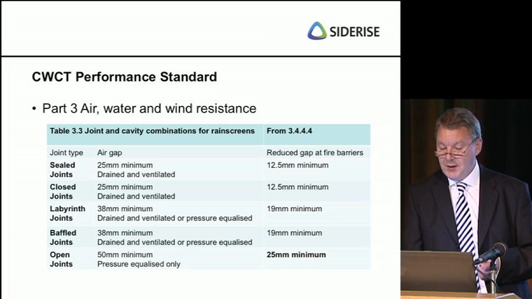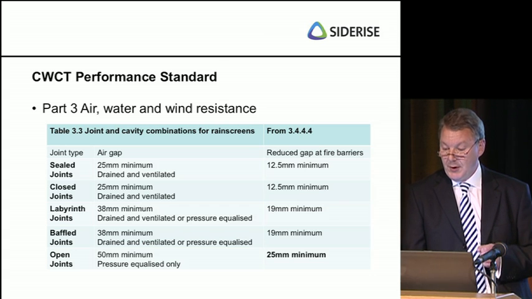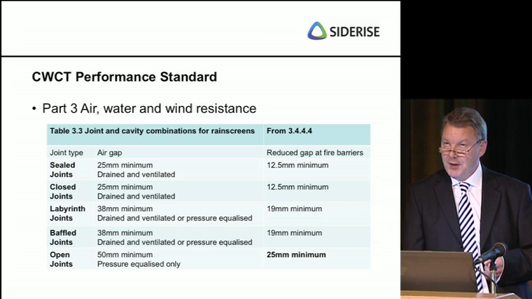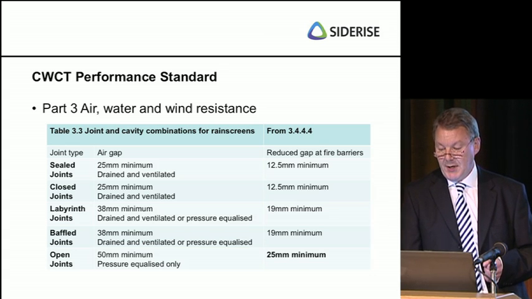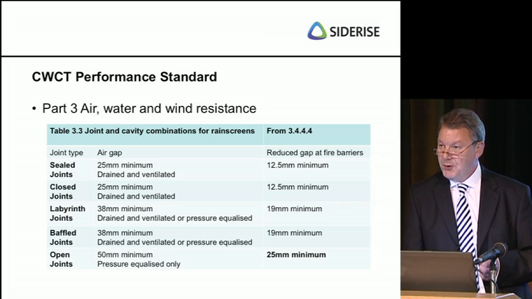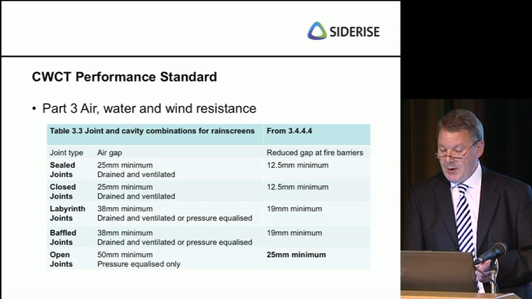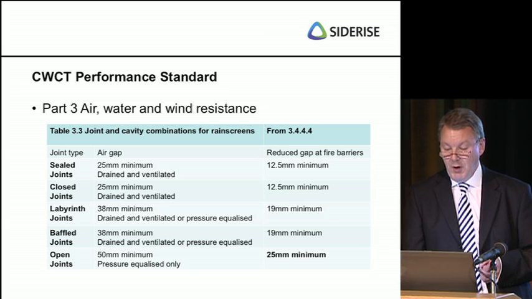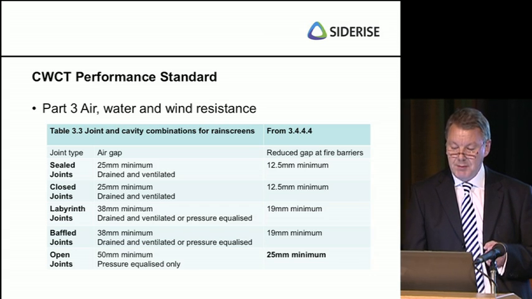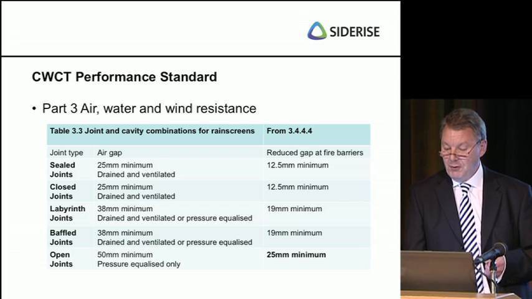Applying this, we can see the reduced air gap at cavity fire barriers for the various types of joint. If we note the open joint in the bottom row, we can see how the 25mm gap size became our design requirement when developing our cavity barriers. All of our rain screen cavity barriers are developed to function within this required 25mm minimum gap. Because this is a minimum, and to account for site tolerances, the products are tested for 40mm residual air gaps.